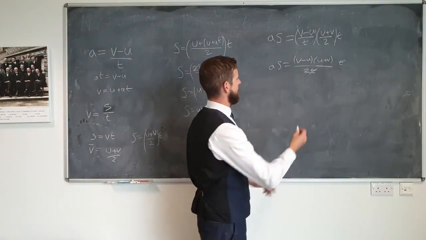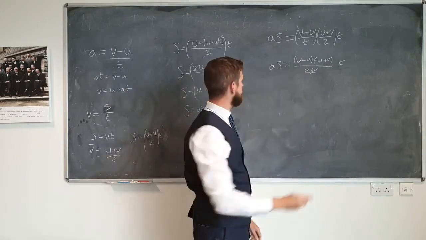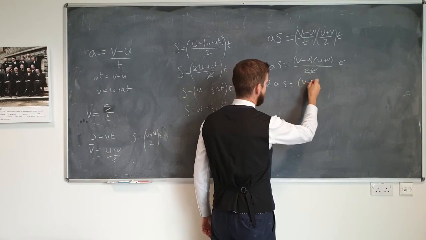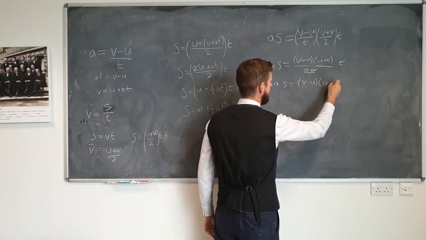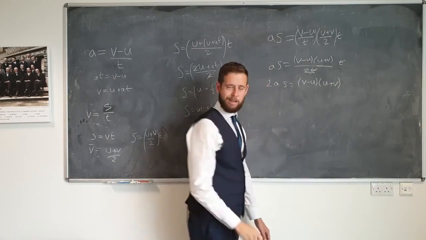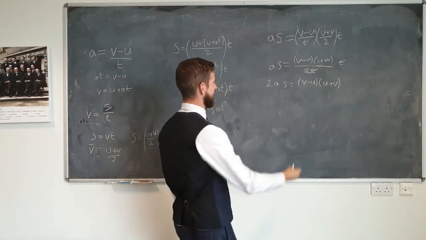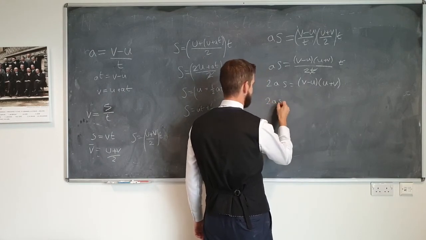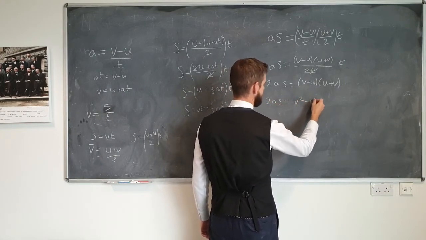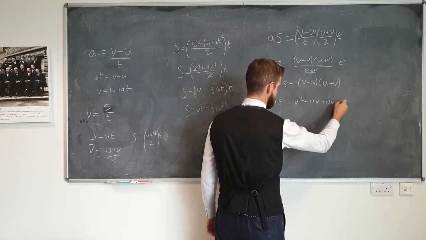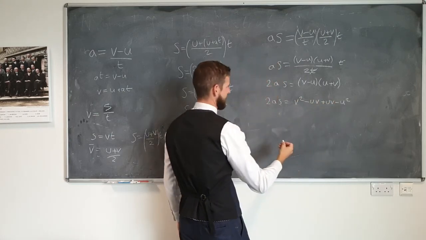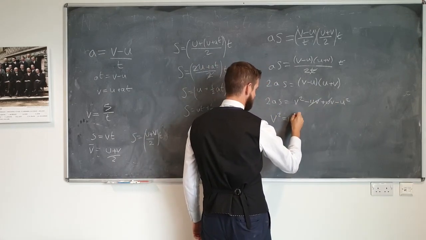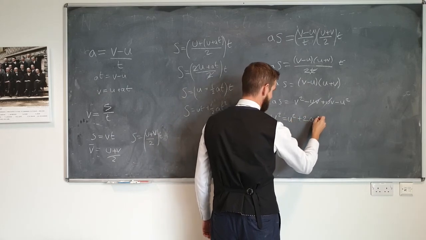So now I have this expression, I'm going to multiply both sides by the 2, so that the 2 appears over here. 2as equals v minus u, u plus v. And of course, I can multiply out these brackets as well. So I'm going to multiply out the v's, and I end up with 2as is equal to v squared minus uv plus uv minus u squared. And so therefore this and this cancel out. A rearrangement gives v squared equals u squared plus 2as.